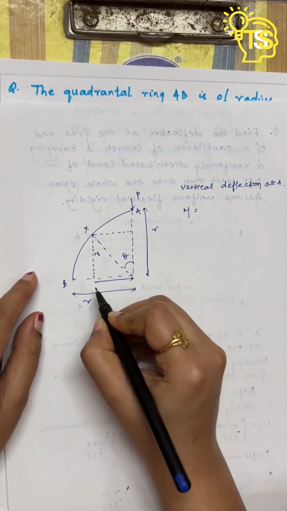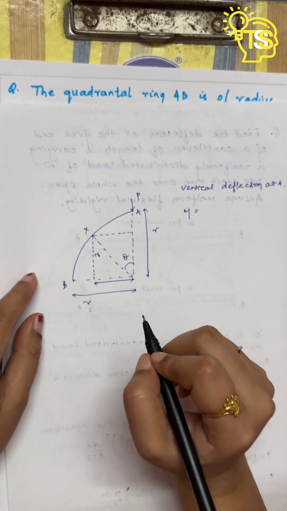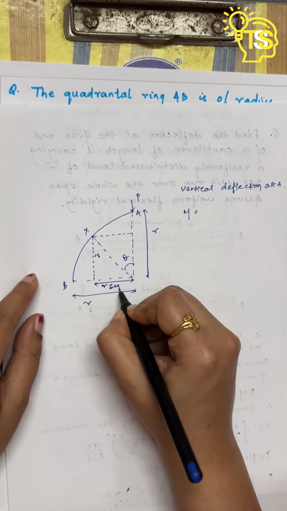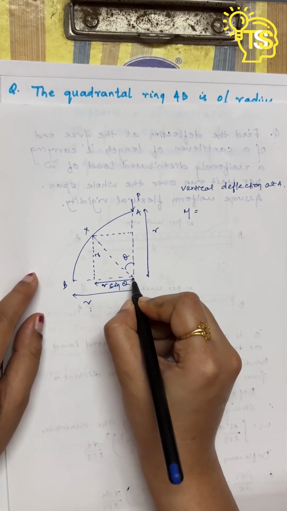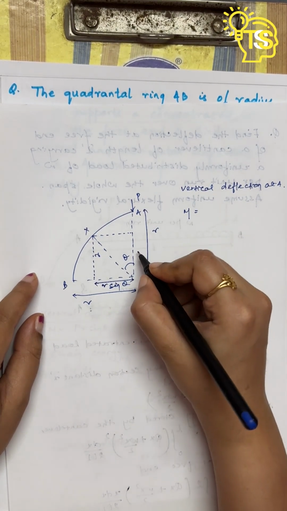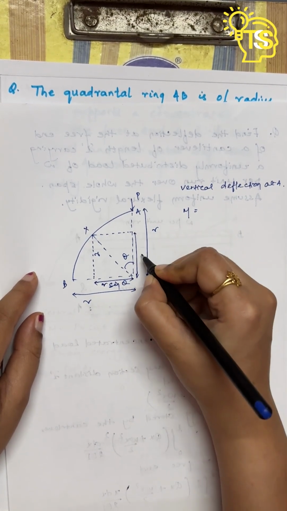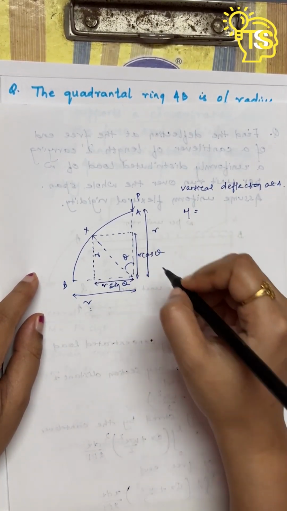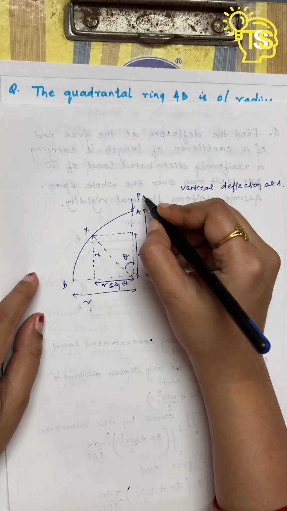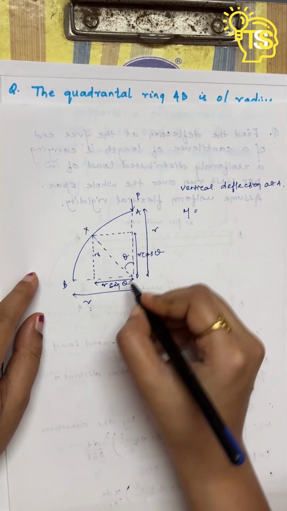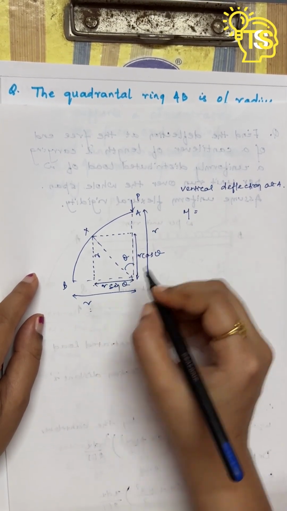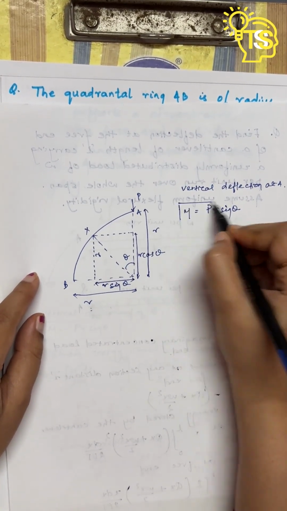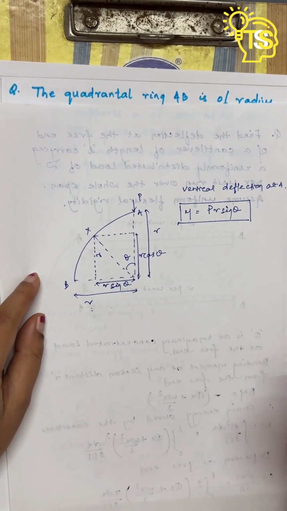But the load will act on the effective length, and here the value will be R sin theta, which is the effective length, and so also here the value will be R cos theta. So now the moment will be load, that is P, into effective length, that is R sin theta. P R sin theta will be the moment for vertical deflection at A.